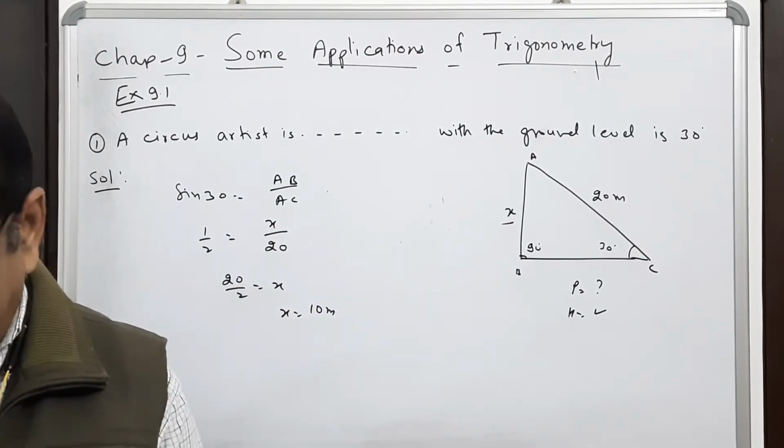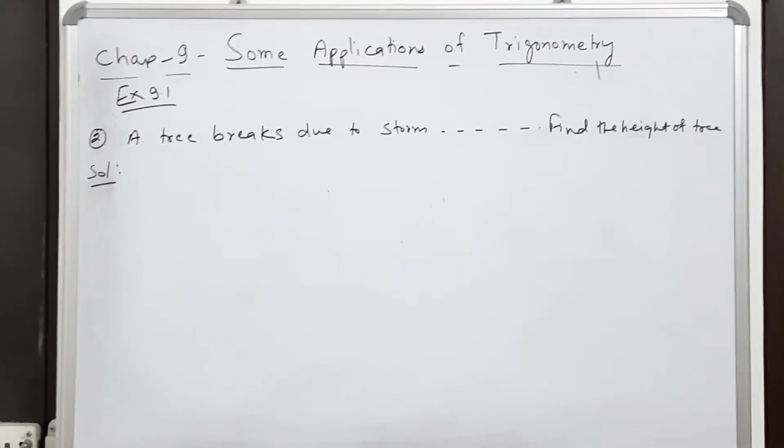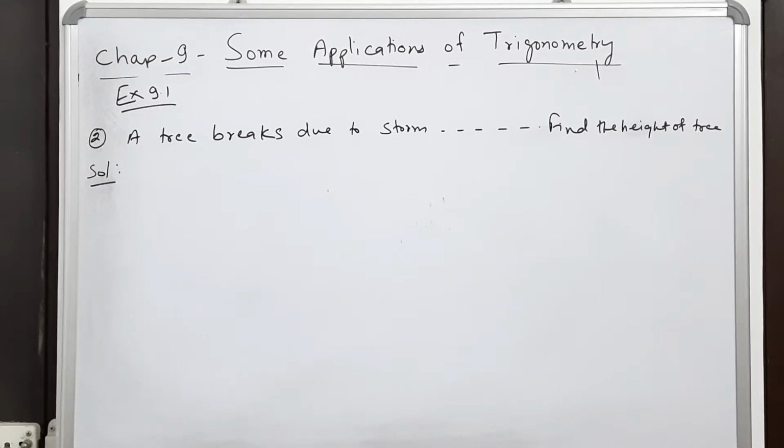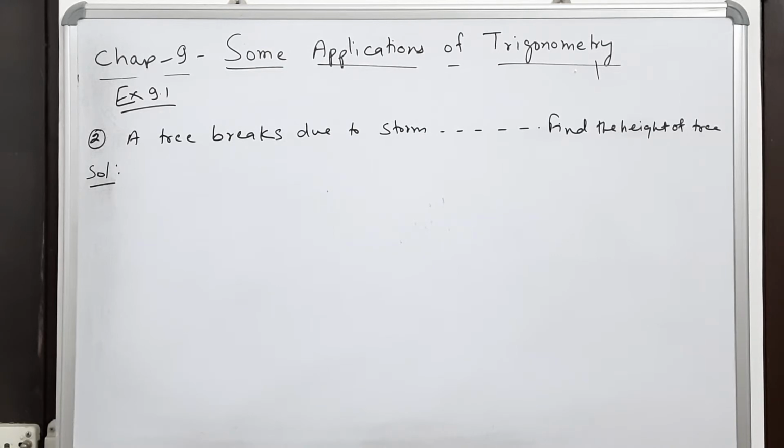The next problem I am taking is problem number 2. If you see problem number 2, please read it now. Yes, the second problem, it is a very interesting problem. A tree breaks due to the storm and the broken part bent so that the top of the tree touches the ground, making an angle of 30 degrees with it. The distance between the foot of the tree and the point where the top touches the ground is 8 meter.